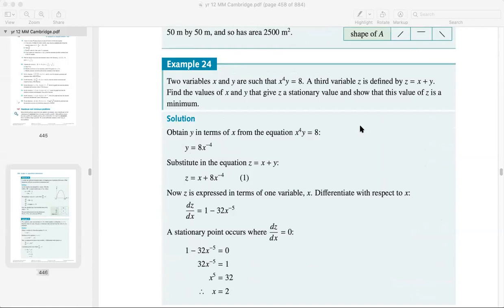So for the next one, example 24, it's a bit tricky because they suddenly involve three unknowns, which are x, y, and z. But essentially we have the relationship between x and y. So again, for our objective function, or our aim or target, it becomes x plus 8 times x to the power of -4, because x to the power of 4 times y is 8. That's why my z is this one. So I can express my z in one variable. That's the key idea over here.